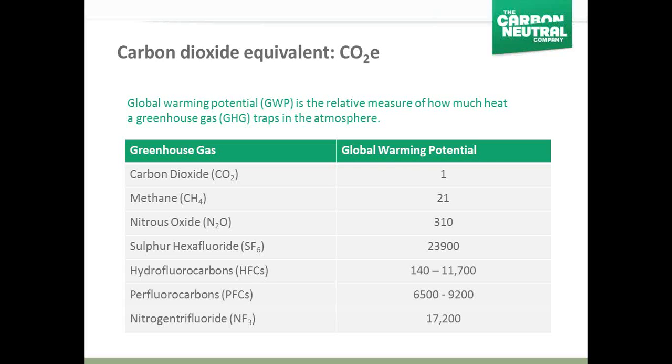Before we cover the outcome of a carbon footprint assessment, I think it will help to take a brief look at the unit of measure that we use in carbon accounting so that it's very clear throughout the rest of the presentation.